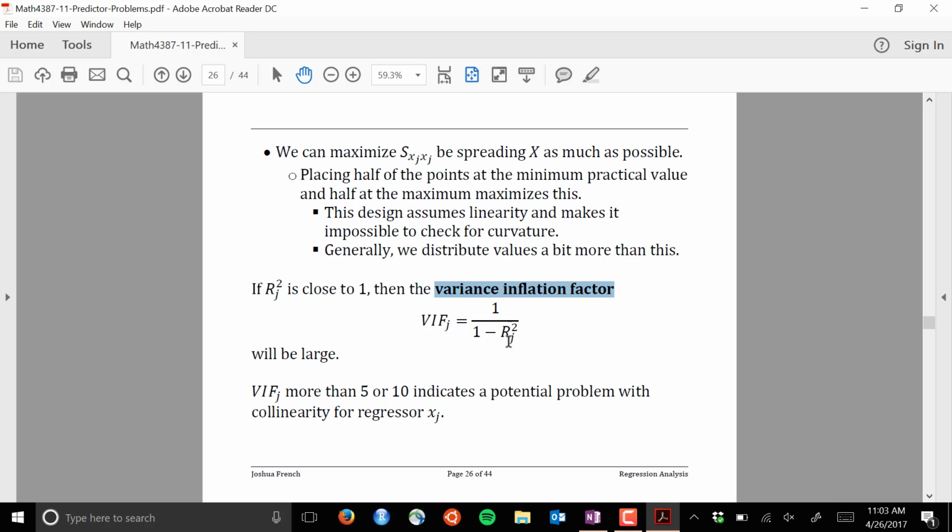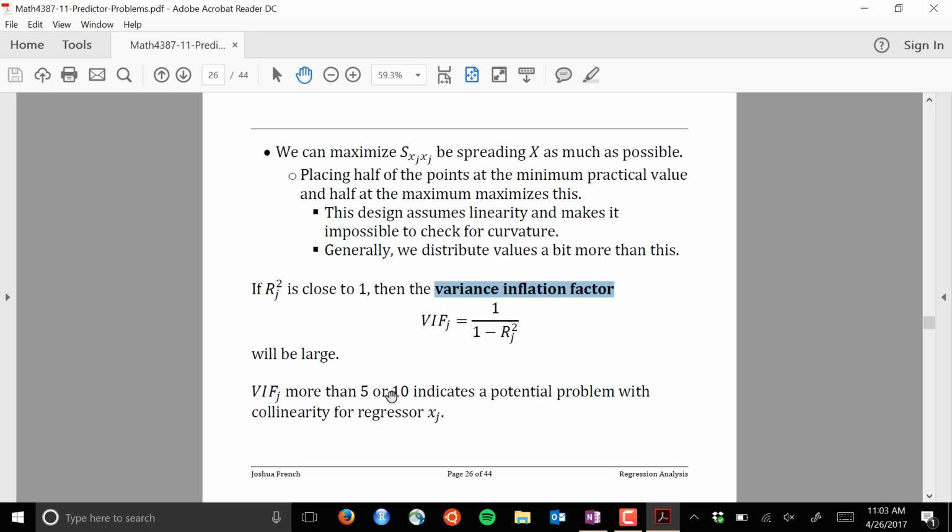So if the VIF value for the jth predictor or jth regressor is large, that means that we're getting poor estimates of that particular regression coefficient. And so when we compute the variance inflation factor, we generally say that if the VIF value is more than 5 or 10, that indicates a potential problem with collinearity for that particular regressor.